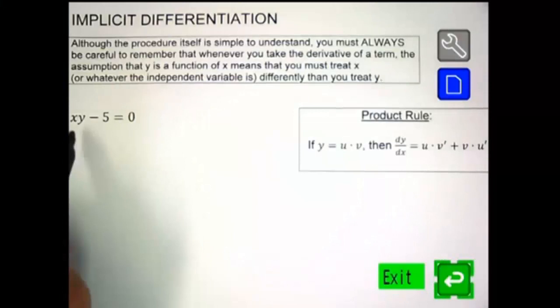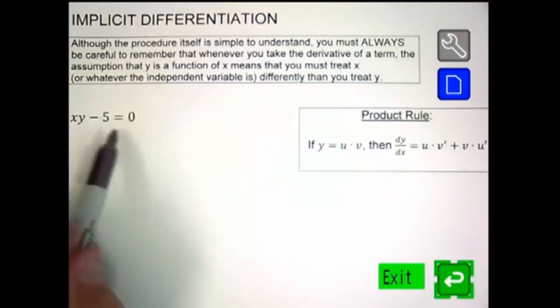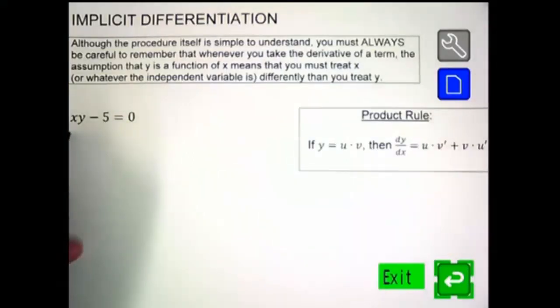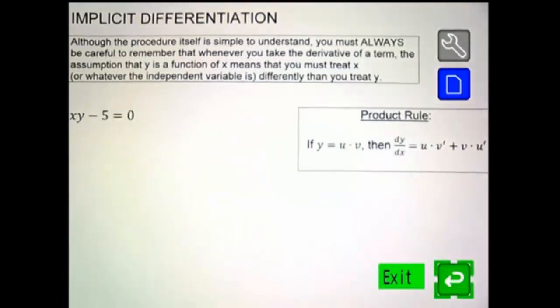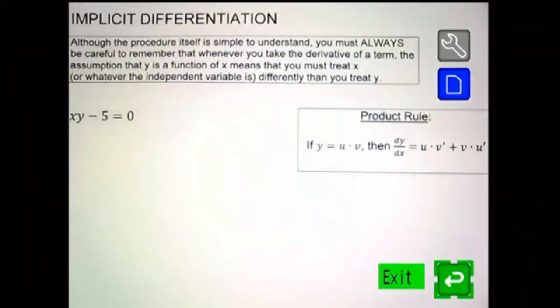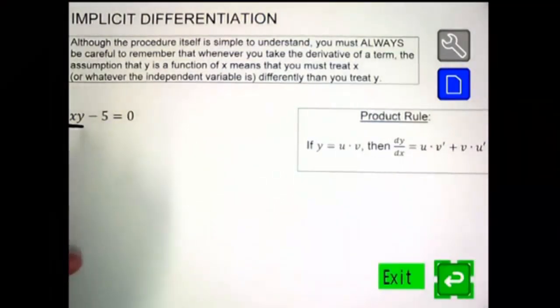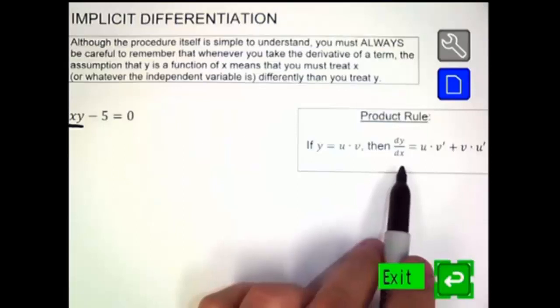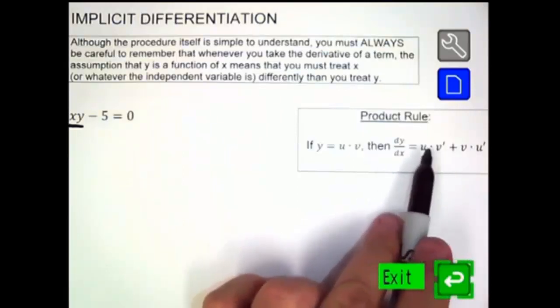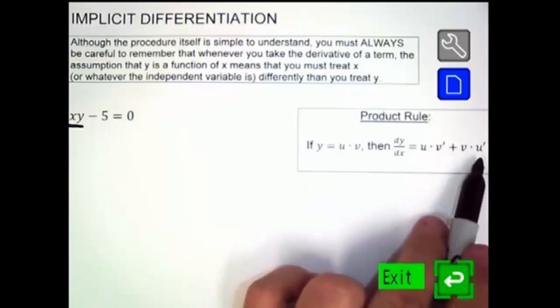x times y minus 5 equals 0. If I want to take the derivative term by term, the first thing I'd notice, I suppose, is that x times y is a product. So that's going to involve me with the product rule. So I've got to take the derivative of that product. Now the product rule, I wrote it down here just to remind you, you take the first factor times the derivative of the second factor plus the second factor times the derivative of the first.